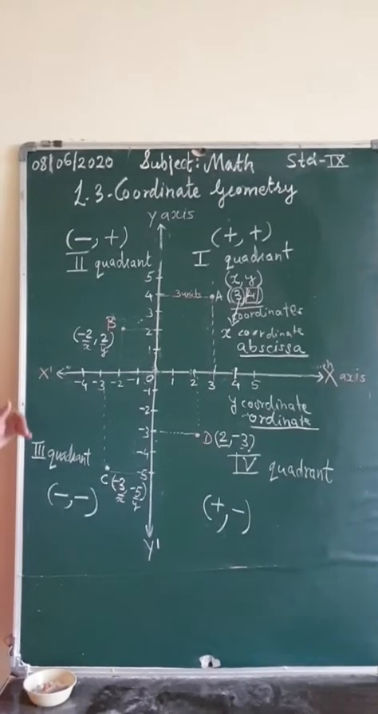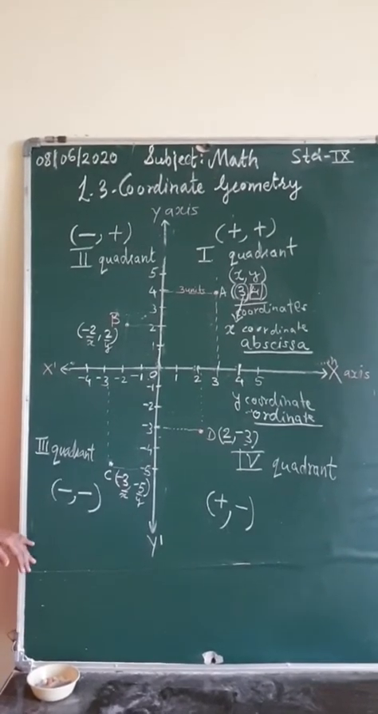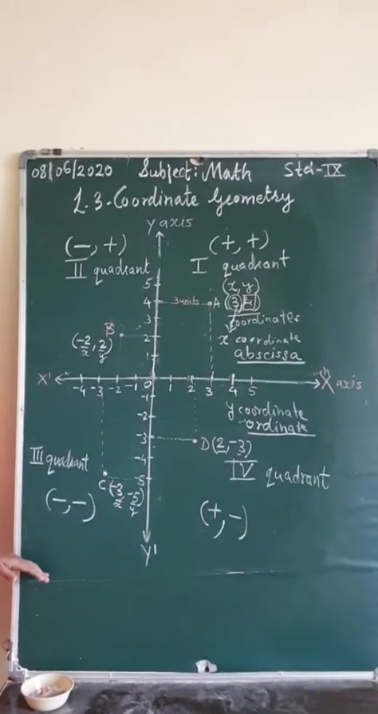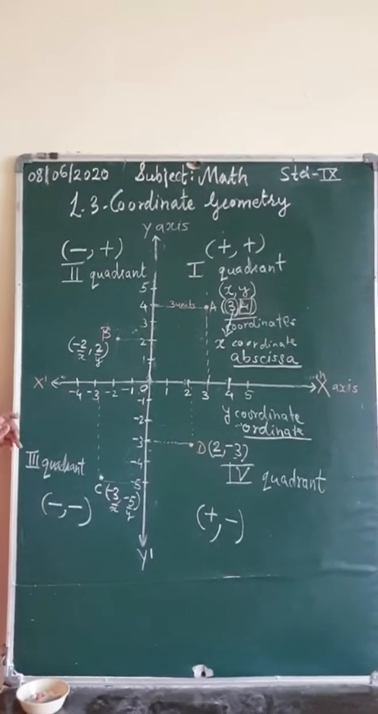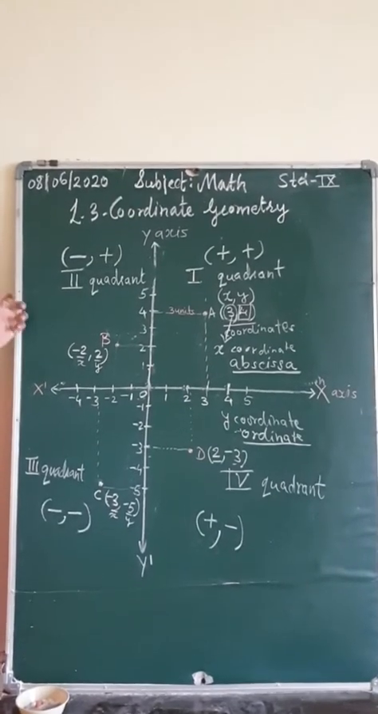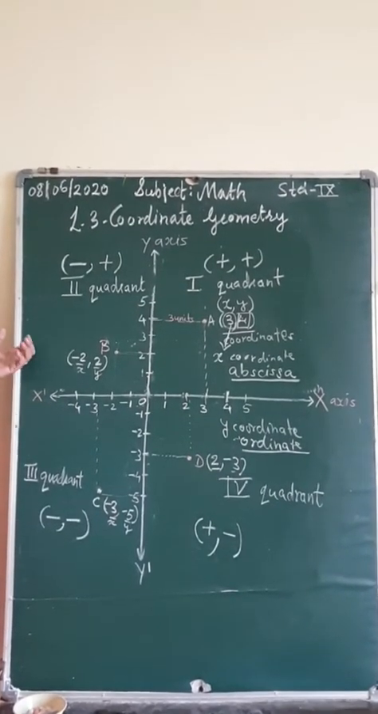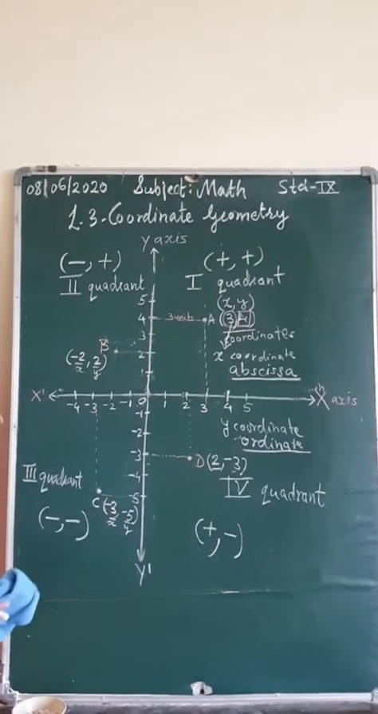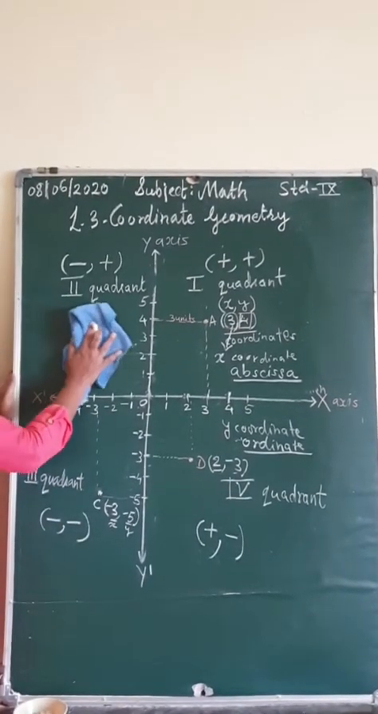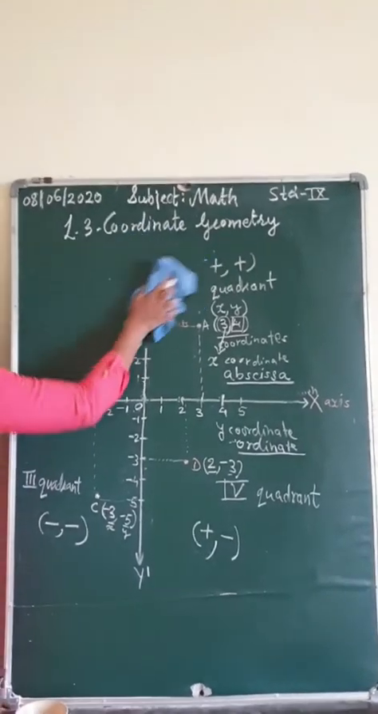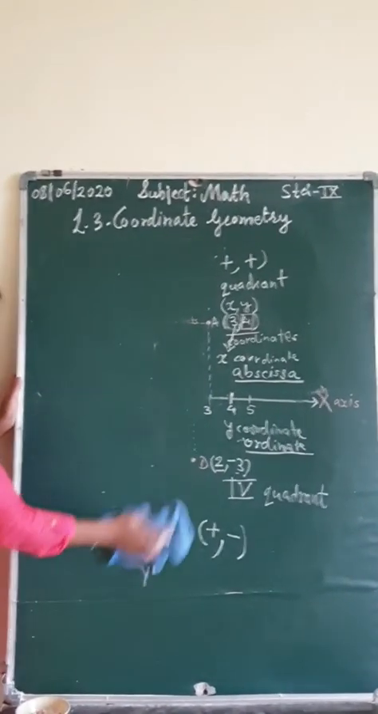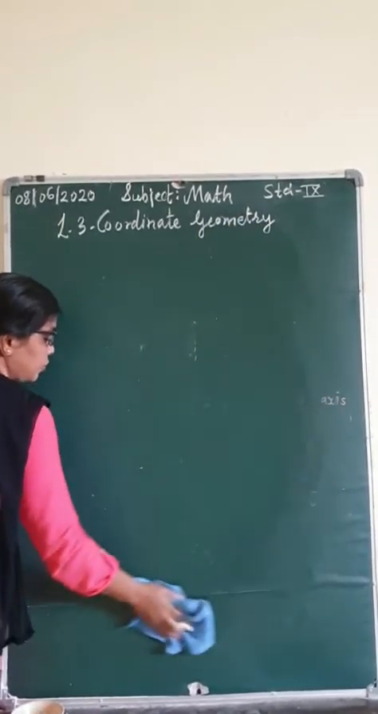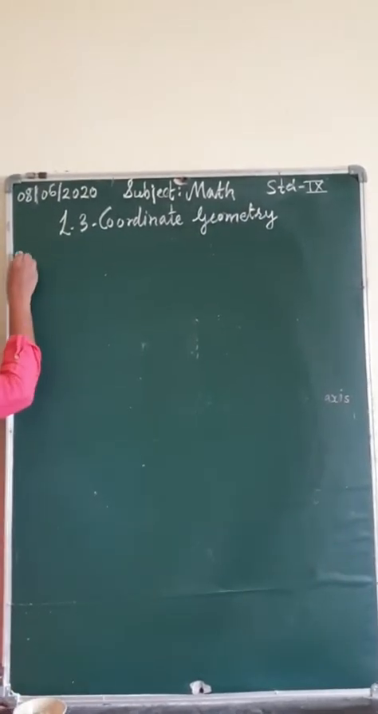Before moving to the concept of plotting the points on the coordinate plane, let's revise what you have studied so far in coordinate geometry. That is plotting the points, positioning the points, as well as what is a coordinate plane, with the help of questions given in the exercises in the book. So we will see first exercise 3.1.